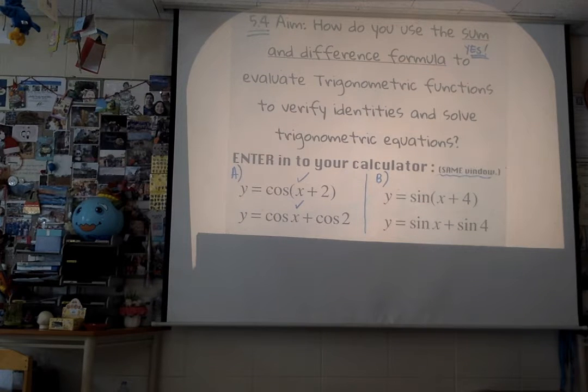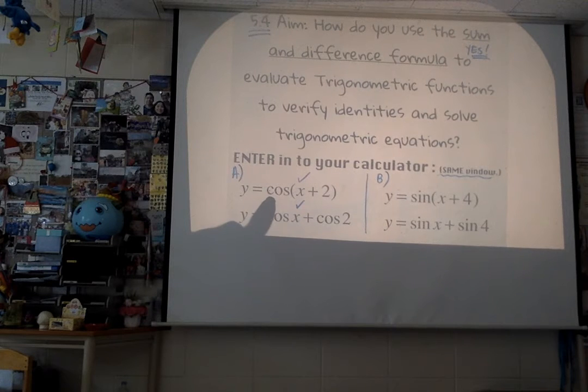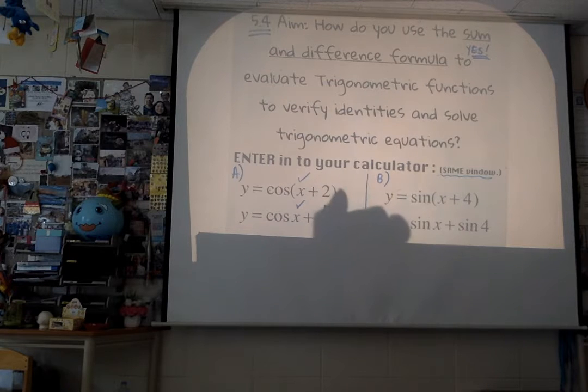All right. Well, what did you guys notice about this cosine of x plus 2? So it looks like we've distributed the cosine, which is kind of strange. Now, you're right. The conclusion is, are they the same or different? You're right. These are different, not the same thing.